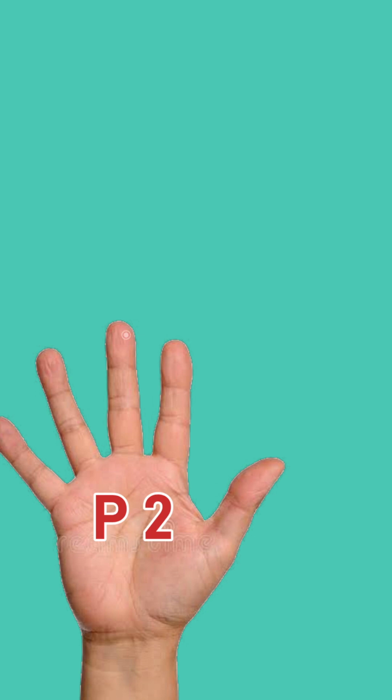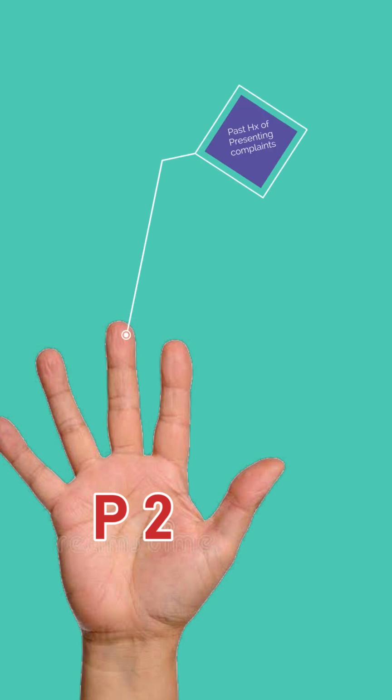P2 has two components. First is past history of the presenting complaint and other is past medical history. In the first component, you ask the patient if she or he had the similar complaints in the past. And the second component, you ask if they had any past medical condition like hypertension, diabetes, etc.